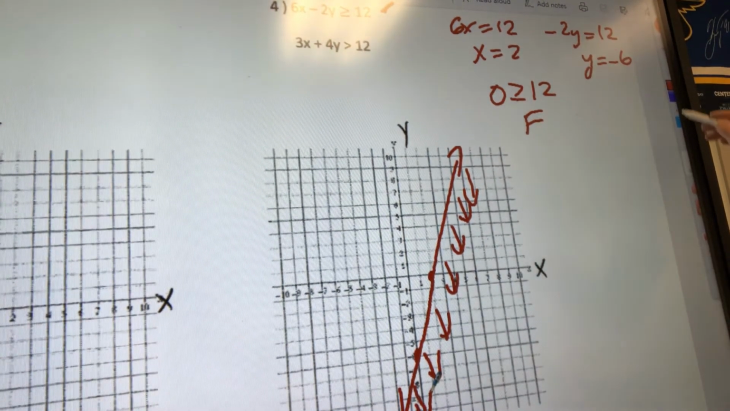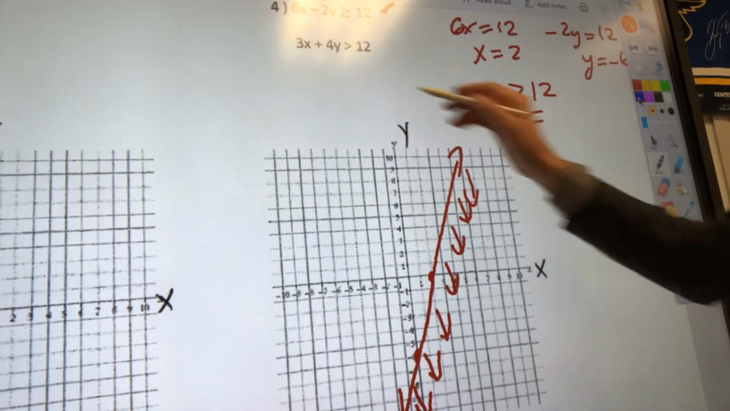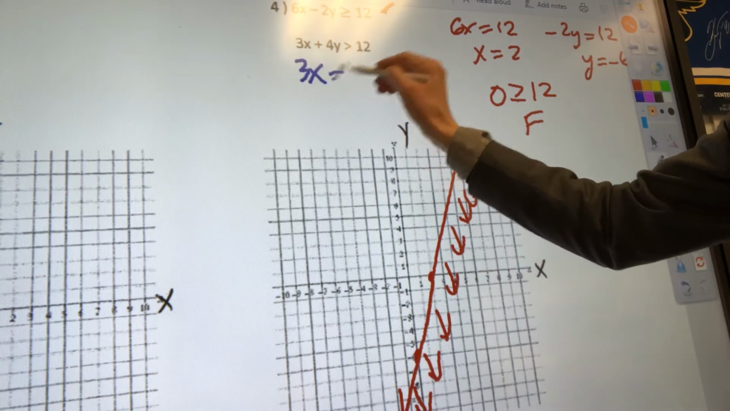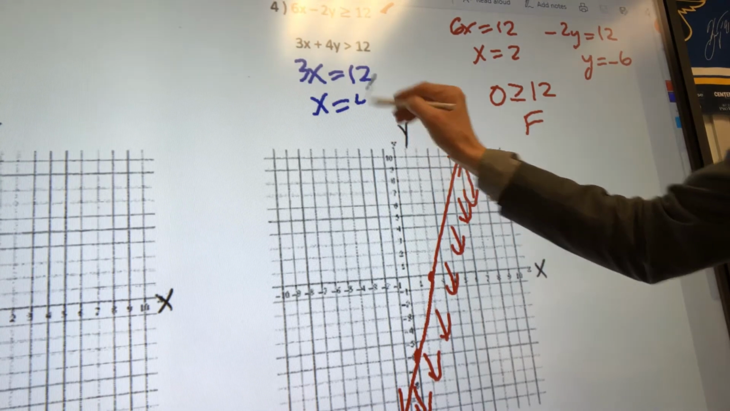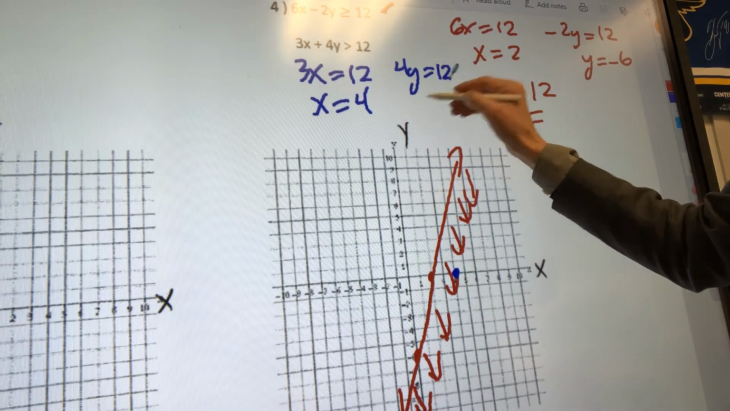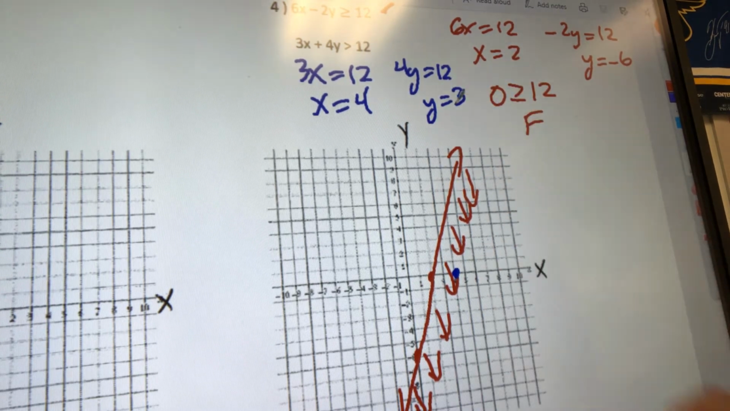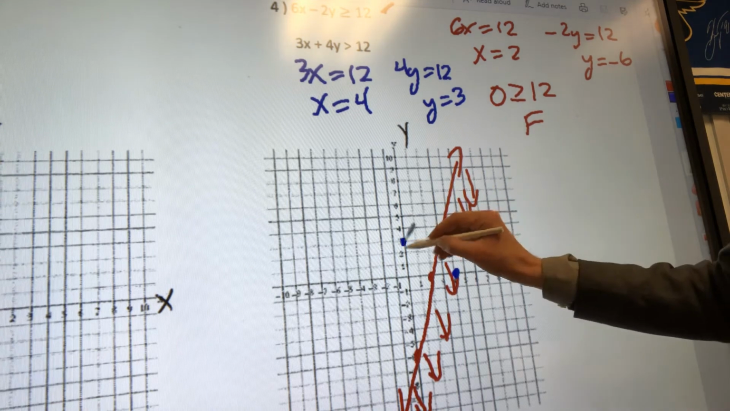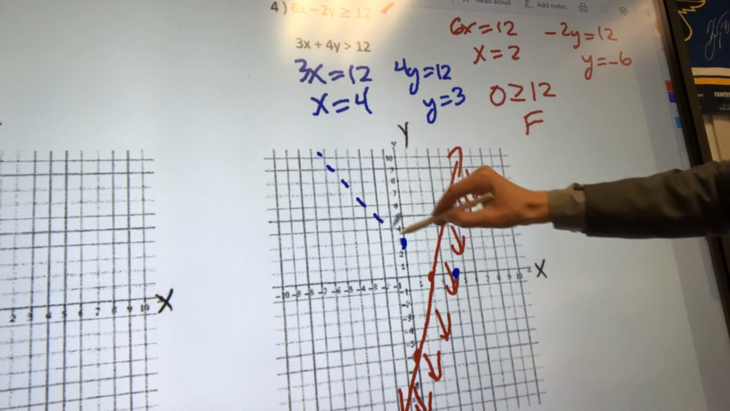Then this next one, 3x plus 4y is greater than 12. Cover up method. 3x is 12, x is 4. That's the x-intercept. 4y is 12, y is 3. That's the y-intercept. Dotted line, it says greater than.